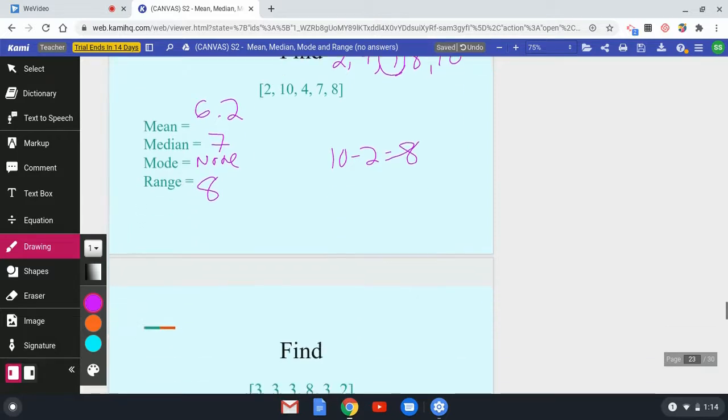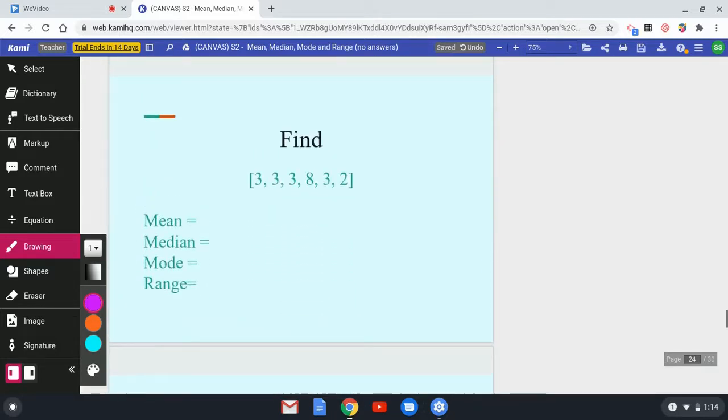All right, now let's do this one without singing the song. Put them in number order. 2, 3, 3, 3, 3, 8. 1, 2, 3, 4, 5, 6.